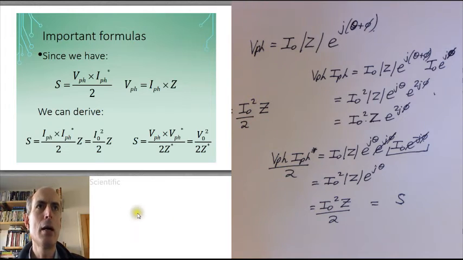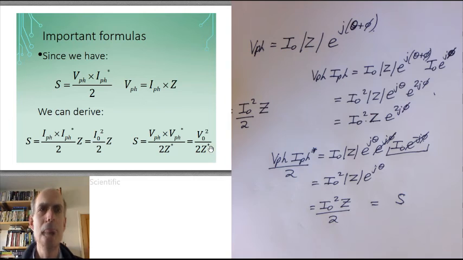Before I leave this one, I'll just mention a couple of derived formulas that we can make. Because we know that the complex power is the voltage phasor times the complex conjugate of the current phasor divided by 2, and the voltage phasor is the current phasor times the complex impedance, we can derive these two formulas as well. The complex power is the square of the amplitude of the current divided by 2 times Z. It's also the square of the amplitude of the voltage divided by 2 times the complex conjugate of the complex impedance.